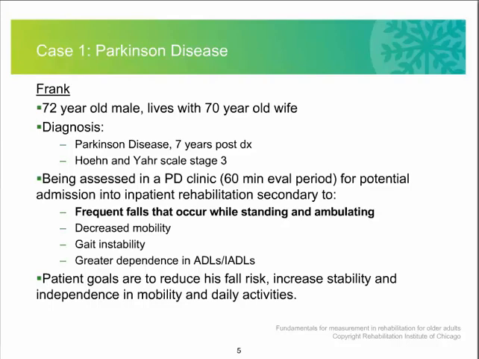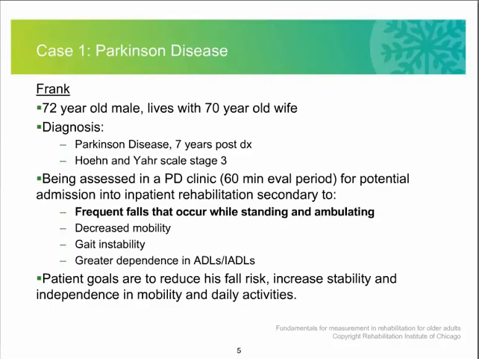The PD clinic in which Frank is being assessed includes a 60-minute evaluation. At the end of the evaluation, a determination of whether rehabilitation is appropriate must be made. If it is appropriate, the level of care must be recommended by the evaluating therapist. The clinicians would like to investigate various instruments that could assist them with decision-making, and they plan to implement them into routine practice.